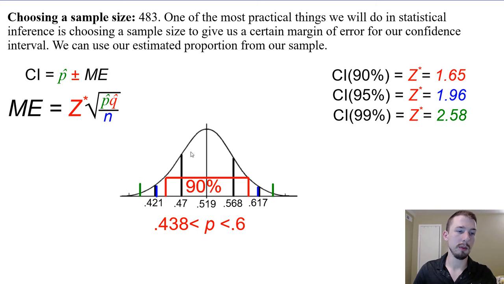All right, so when choosing a sample size, we want to set a certain margin of error, or have a certain level of confidence and a certain level of margin of error, whatever the combination between those two are.